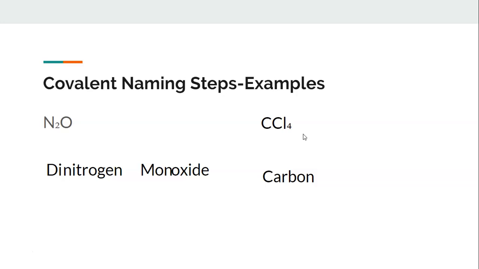Remember, the second word always ends in "ide." And there's 4 of them. The prefix is tetra, and I attach chloride. So carbon tetrachloride. That's the name. So the subscripts are really helping us to determine our prefixes.